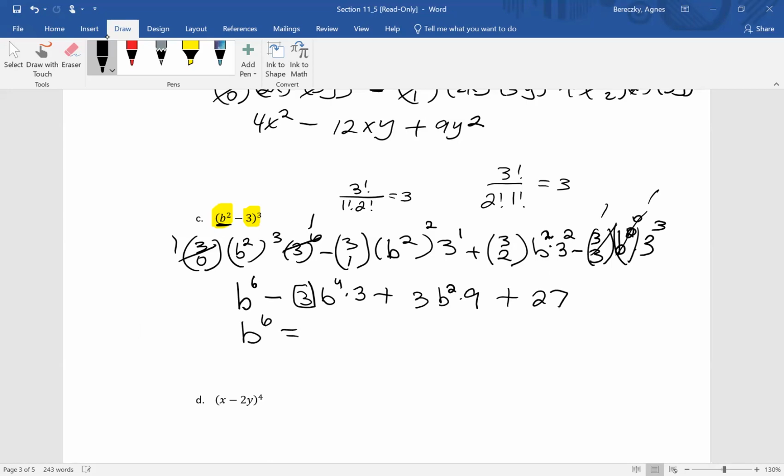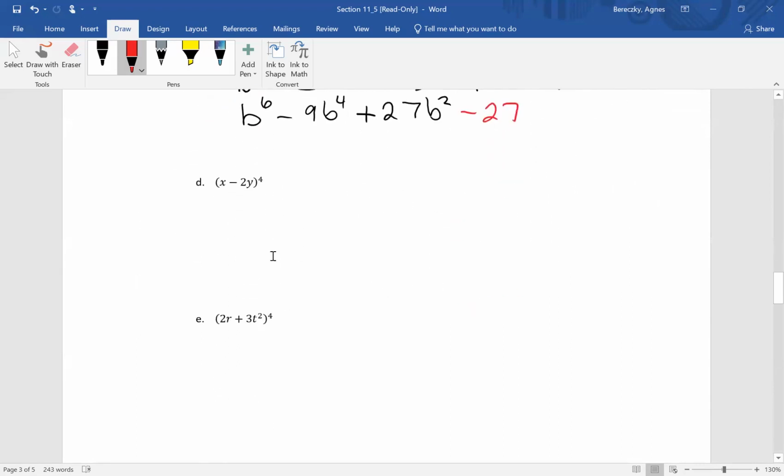So b to the 6 times 9b to the fourth, 27 b to the second, and then minus 27. If it's a minus between the terms, then you have alternating a positive term, negative, positive, negative. So we have to be careful when there's a minus between the binomial.